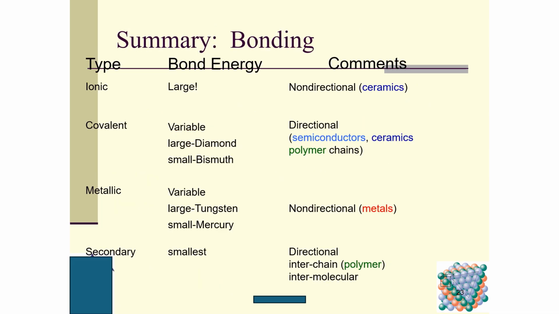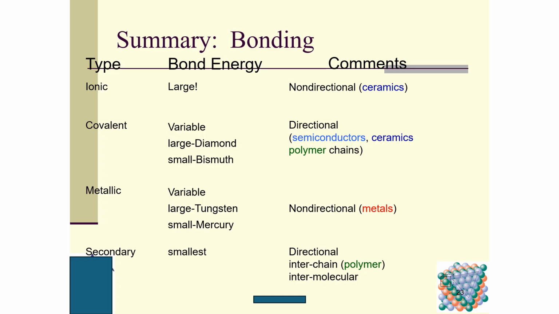So summary: the bonding type, bond energy, and comments. The ionic, the bond energy is very large, it's very strong, and it's non-directional, for example, ceramics. The covalent, the atoms share the covalent electrons. So it's variable, it depends on the difference between the electronegativity of these different atoms. So large for diamond and small for bismuth. So they are directional, for example, the semiconductors, ceramics, polymer chains.